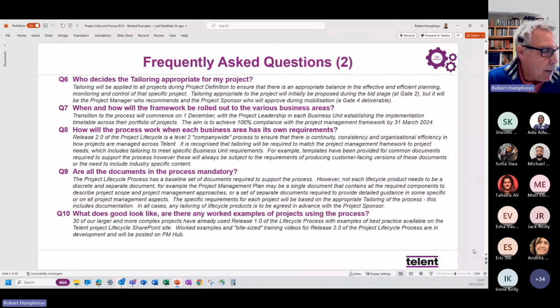Tailoring is an area that I know is of big concern for those people who aren't going to project board. You know, how does this apply to me when my project isn't going to project board? It's worth less than 5 million. So I will touch on that in a moment.